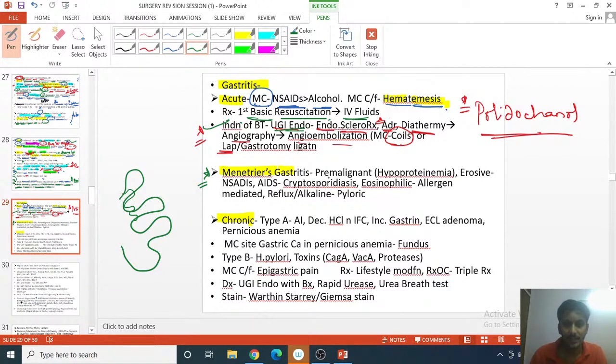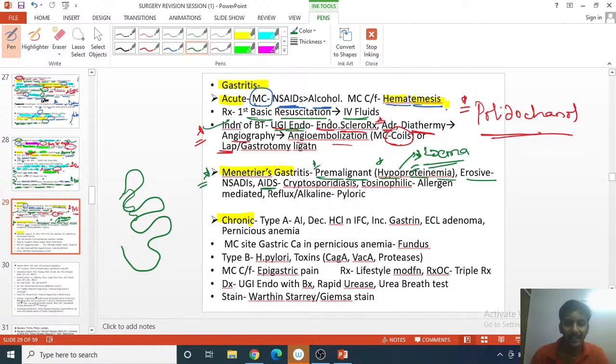So Menetrier's gastritis, remember, it is a pre-malignant condition. It can develop into cancer. And इसमें क्या होगा? There would be hypoproteinemia. So absorption would be impaired. Please remember this. And hypoproteinemia would lead to edema. So there can be associated edema also in cases of Menetrier's gastritis. Then next is your erosive gastritis. Erosive gastritis is mainly due to NSAIDs. ठीक है, NSAIDs से होगा.